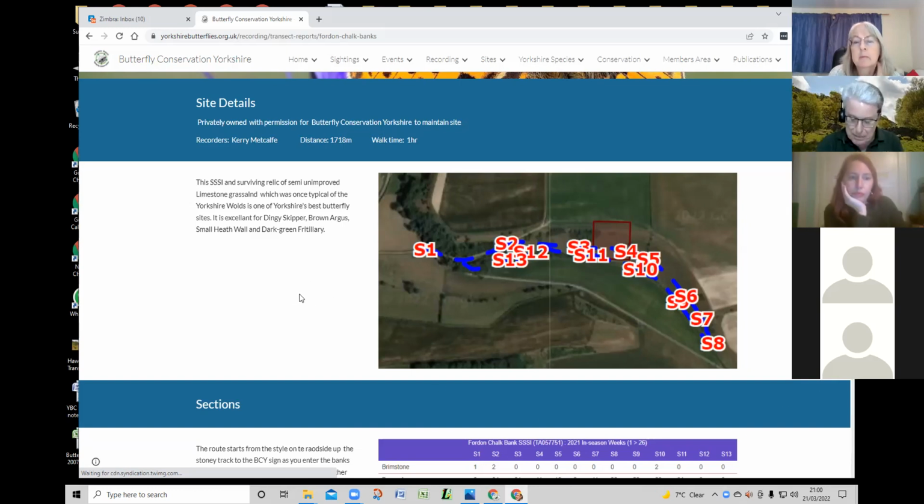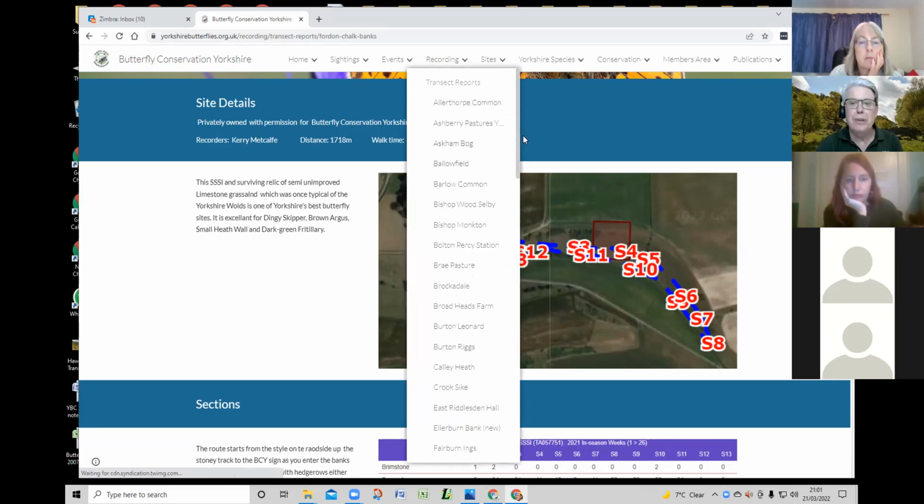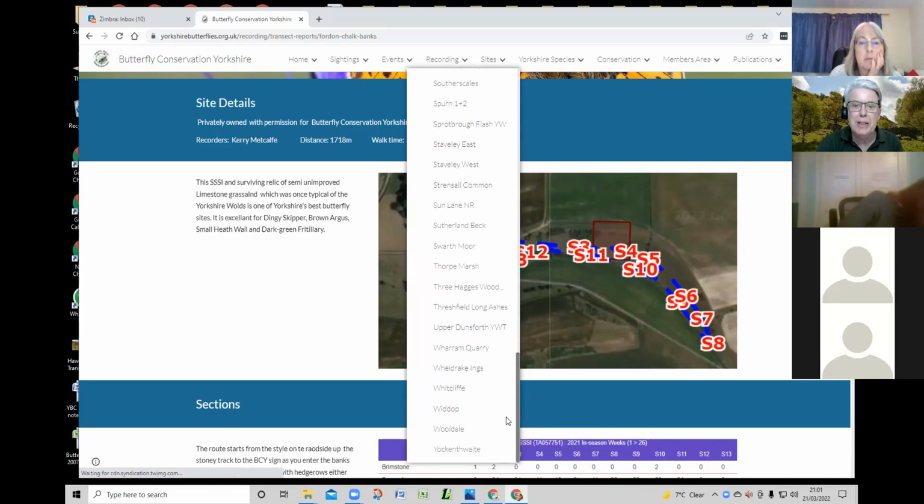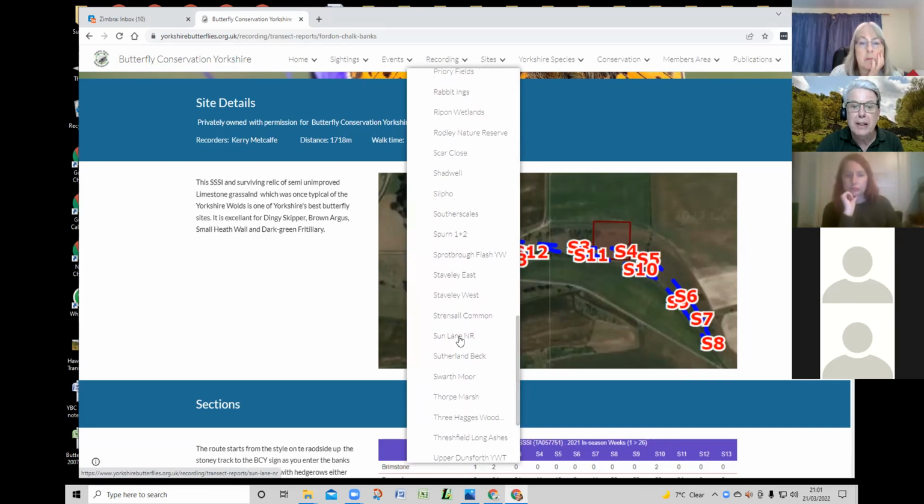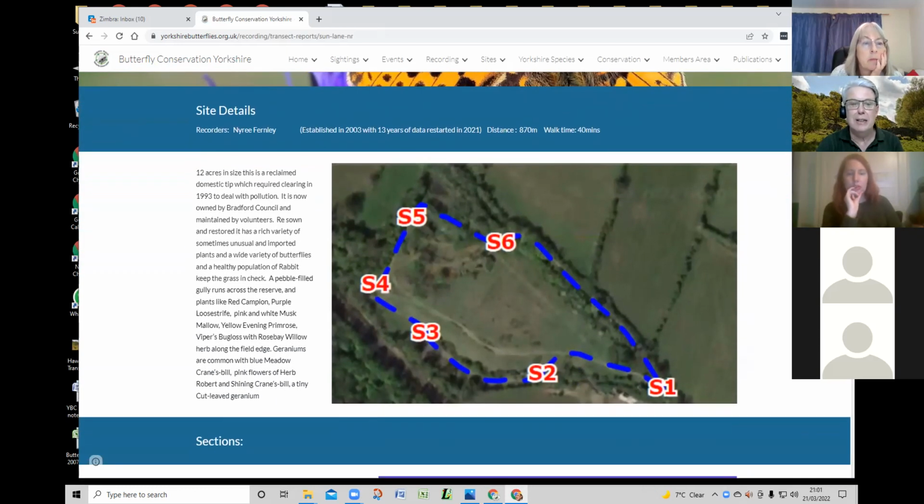Let's move on. So let's go to Sun Lane. So this is an old transect that we've restarted this year. So this is one of the 2021 ones. If I can find it, there it is. And I think Nairi and I think Janet, they're both with us tonight. It's an interesting site.